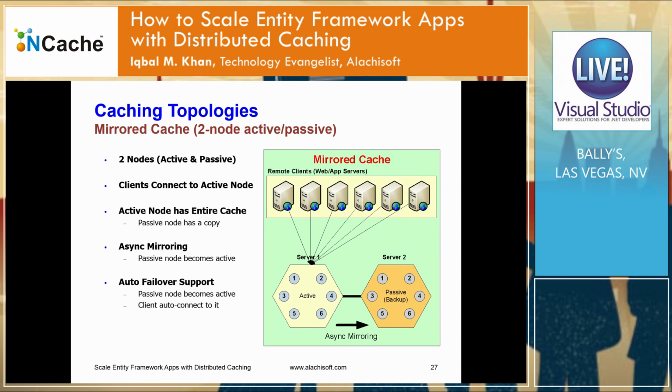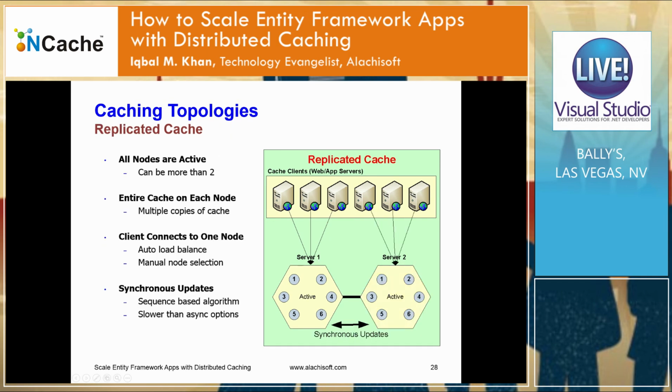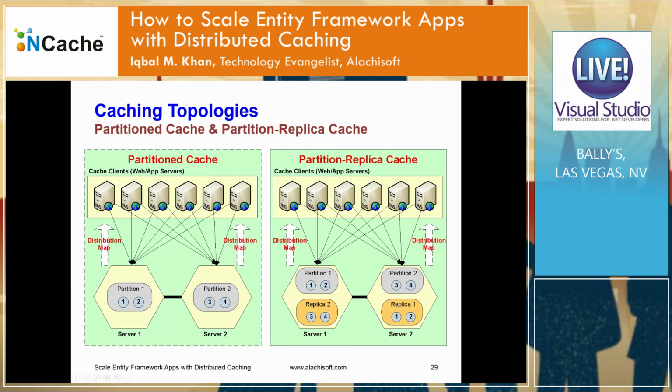And then caching topologies are different storage and connection strategies. So there are 4 of them. I'm going to skip to the first 2. The first is called the mirrored cache. It's a 2-node active passive. There's the active, and the passive is the copy or the mirror. Then the replicated is where every node in every cache server has an entire copy of the cache. So the more servers you have, the more copies of the cache you have. The third and the fourth are called partition cache and partition replica in the case of NCache.